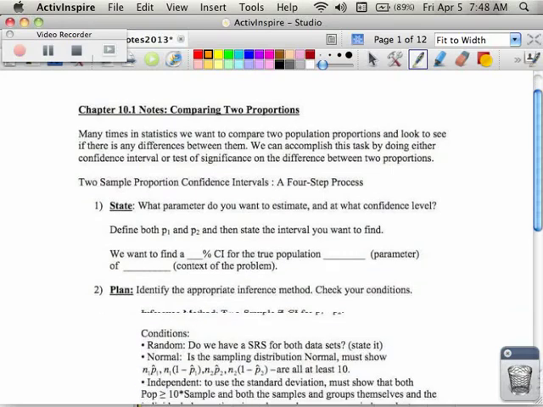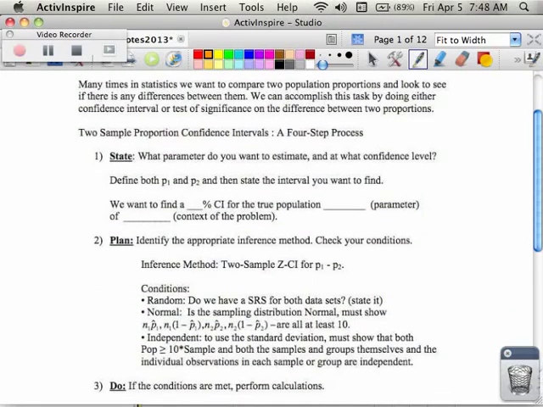And in comparing two proportions, we can do a confidence interval like we did earlier in Chapter 9, or we can do a test of significance about the difference, either one about the difference of the two proportions. And our four-step process is the same. There are some slight differences. Let's start with the confidence intervals.